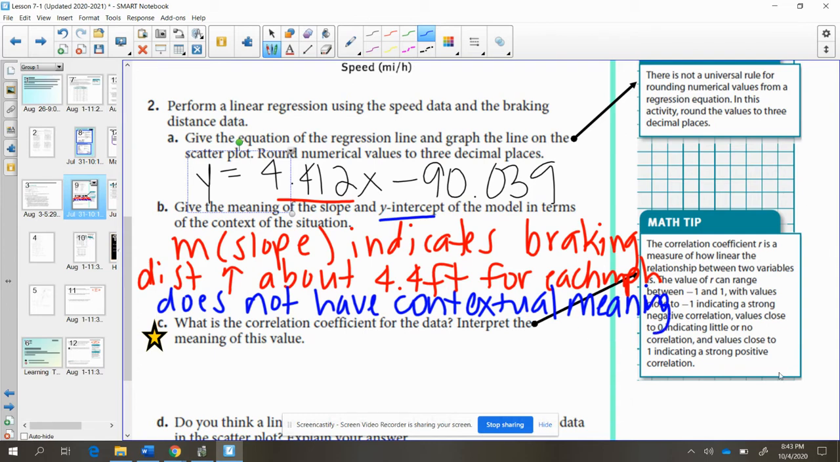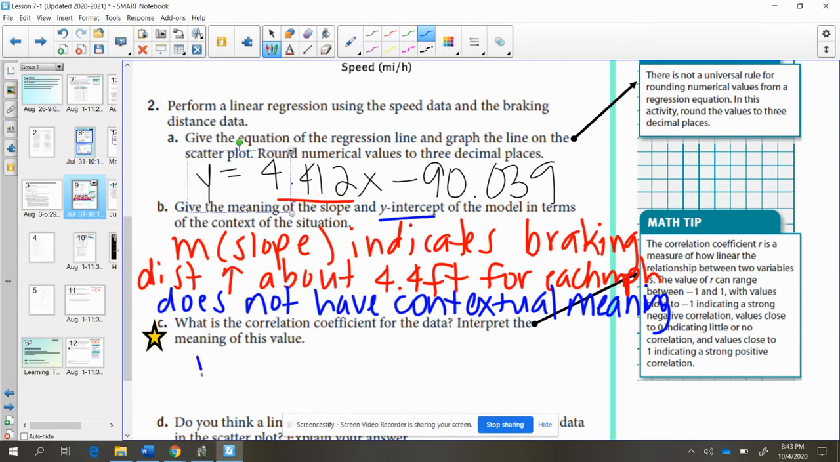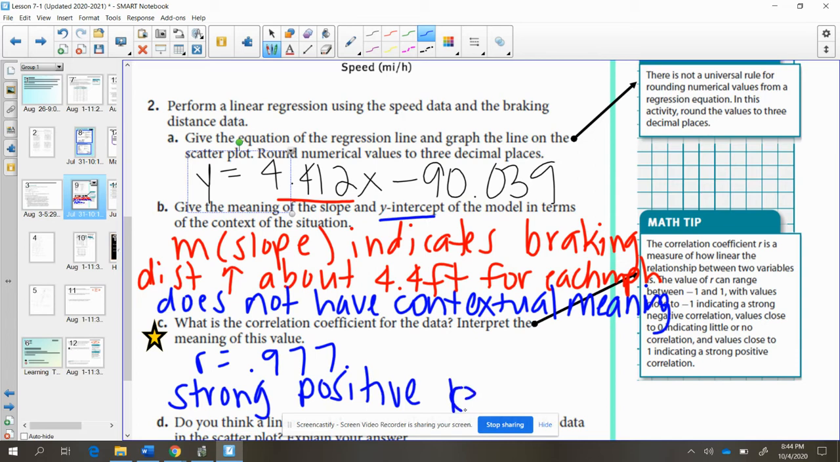Now, notice over here, there's this math tip box that I've begun to write over, and it talks about our correlation coefficient. The reason we had to turn our diagnostics on was so that we would see this correlation coefficient. Without your diagnostics on, that wouldn't pop up. And notice our R value is right around 0.977. This isn't the world's worst correlation coefficient. It's pretty much indicating a strong positive relationship. So it's kind of an increasing line there.